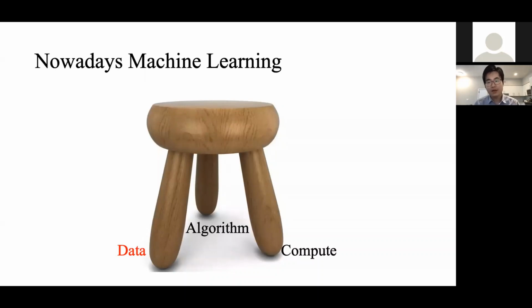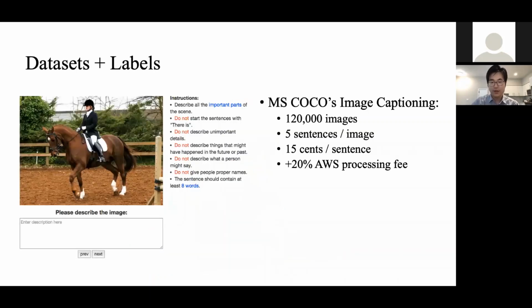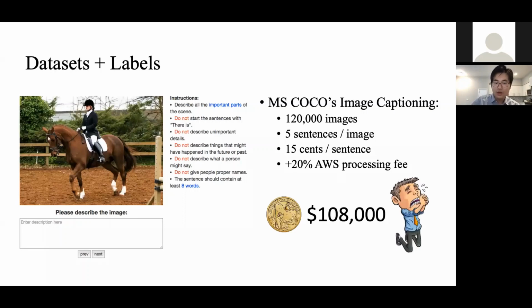When people are talking about data, it's actually not strictly the raw data. People like supervised learning, which means we need both the raw data as well as the labels. However, the labels are fairly expensive. Let's take MS COCO's image captioning as one example. We do a simple calculation here. In MS COCO, there are 120,000 images. And if we aim to collect 5 sentences per image, and we pay, let's say, 15 cents per sentence, plus the 20% AWS processing fee, that's going to account for $108,000.